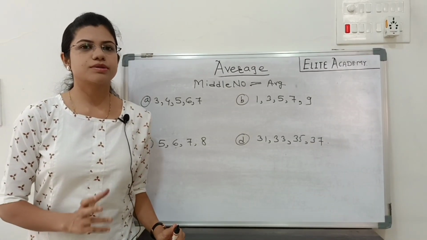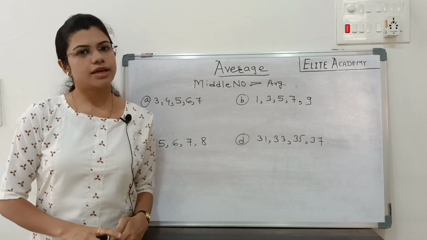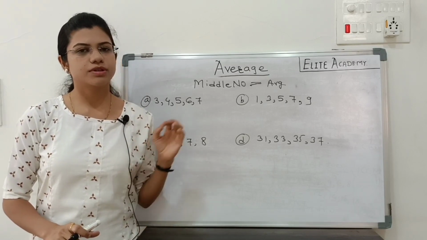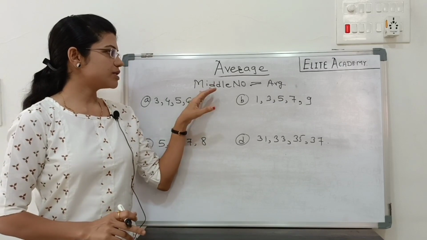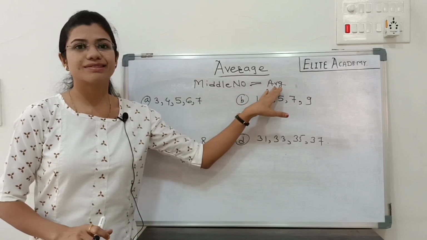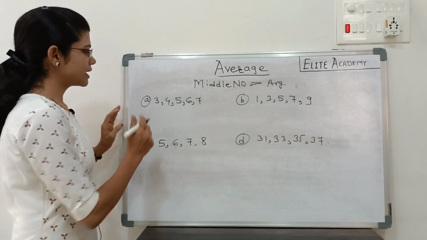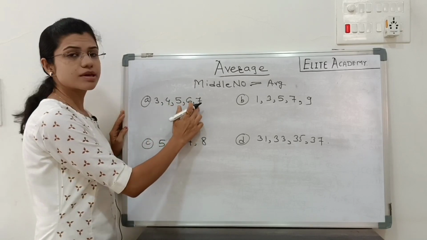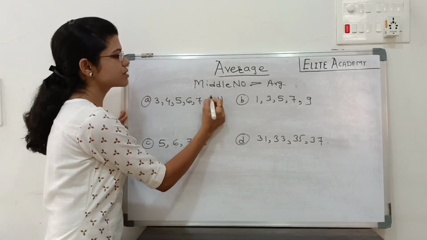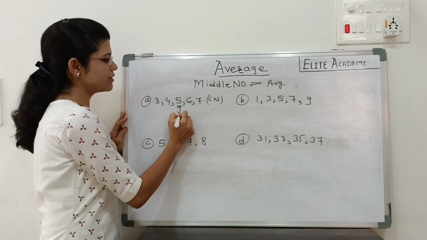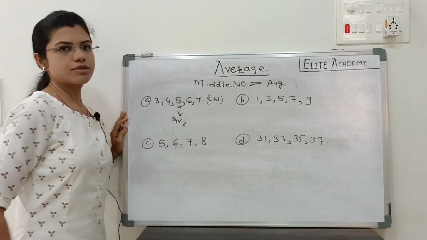Whenever you face these types of problems, there is a simple way to solve these numericals. Always remember the middle number is always the average. Therefore, take an example: 3, 4, 5, 6, 7. This is the consecutive number series. The middle number is 5 and therefore this is the answer.